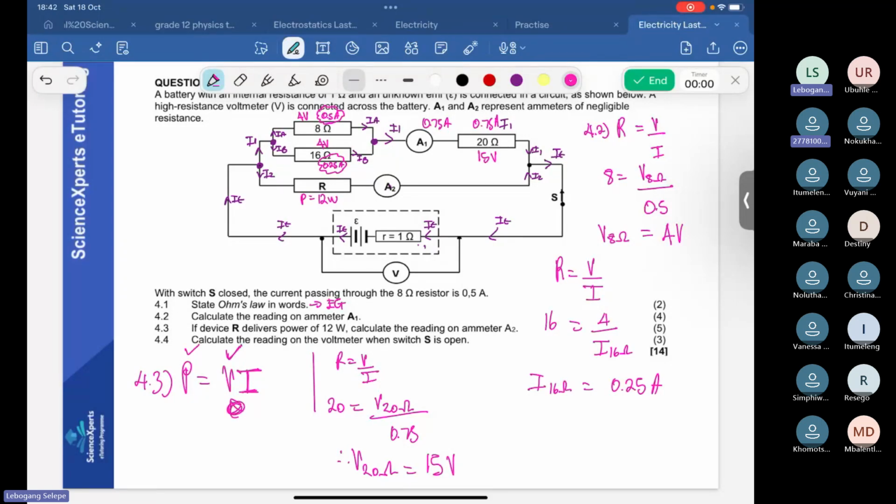4 plus 15 is 19, right? So power, which is 12, equals 19 multiplied by the current. Therefore, the current would be 12 divided by 19, which is 0.63 amps. 0.63 A, right? Yes, that's correct. That is correct. Any questions?